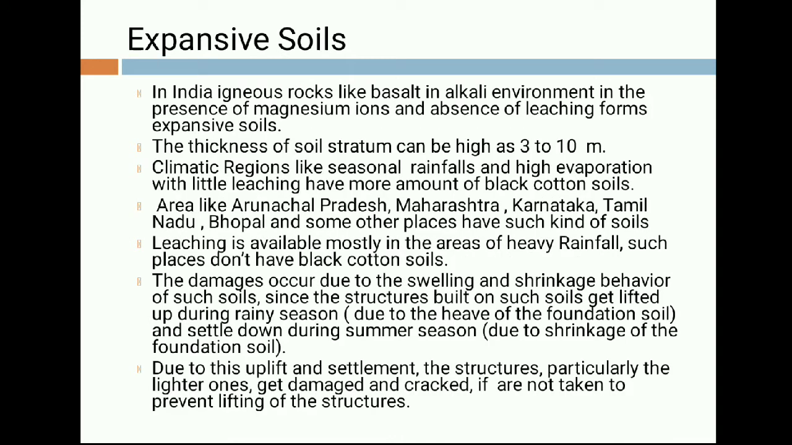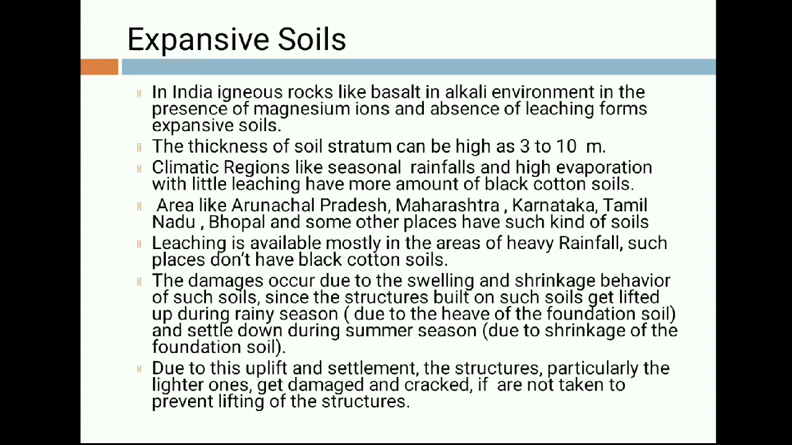In India, igneous rocks like basalt in alkali environment in the presence of magnesium ions and absence of leaching form the expansive soil. Basically, weathering of igneous rocks like basalt leads to formation of your expansive soil. The thickness of soil stratum can be as high as 3 to 10 meters. The climatic regions like seasonal rainfall and high evaporation with little leaching have more amount of black cotton soil. This is the most comfortable condition for black cotton soil to form.